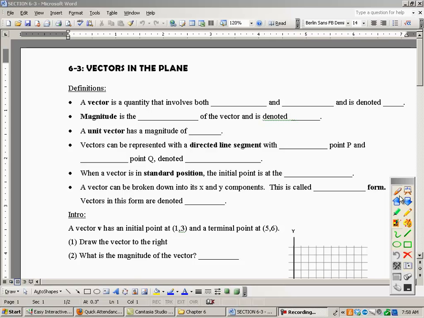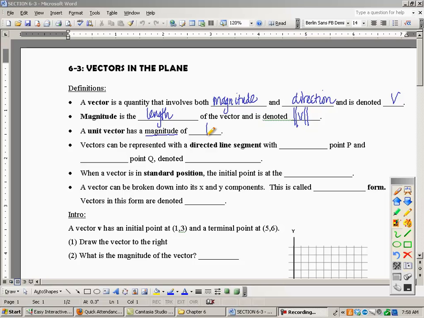A vector is a quantity that has both a magnitude and a direction. We'll explain both of those in just a minute, but we denote a vector with a V. Magnitude is the length of a vector, so it's how long this vector is. We denote magnitude with a double absolute value, so double bars with the vector name V in the middle. A unit vector has a magnitude, or a length, of 1. And we're going to show you how to find a unit vector today.